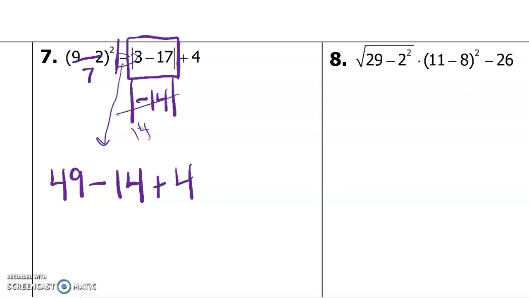So now we have 49 minus 14 plus 4. And again, you can do that all in a row. Do not do 14 plus 4 and get 18. That does not work. That will give you the wrong answer. You would have to do negative 14 plus 4 if you're going to do it that way. So it's a lot easier just to put it all in one step, and you should get positive 39 for your answer.